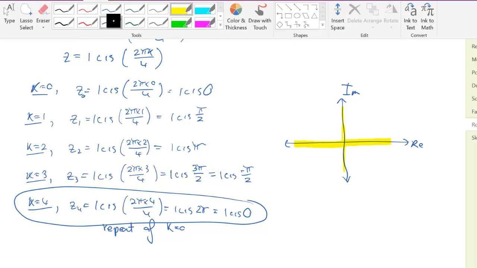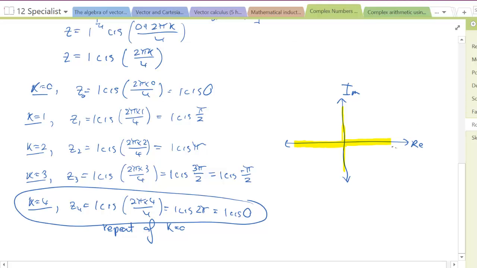Can you see that there is an even split between these? So Z0, Z1, Z2, Z3, and the progression is a rotation of 90 degrees each time. So this approach will split the Argand diagram into even sections.